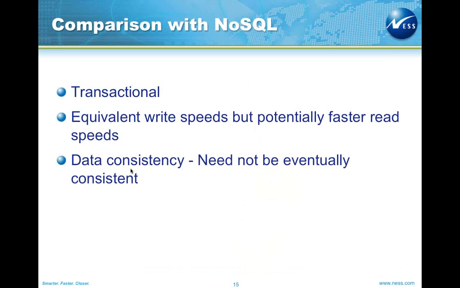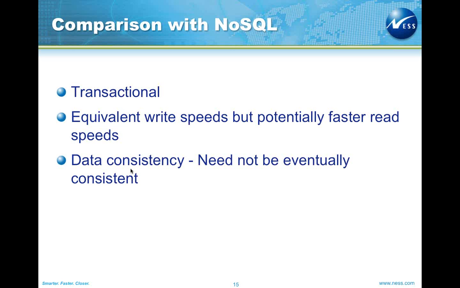Now, how does IMDG compare with NoSQL? NoSQL and IMDG are two technologies that have both rapidly gained popularity in the market, and they both overlap in terms of technology because they are more or less doing similar things in nature. For example, both NoSQL and IMDG are transactional for that matter. The only difference being that IMDGs can use a two-phase commit transaction, whereas NoSQL has to be eventually consistent.